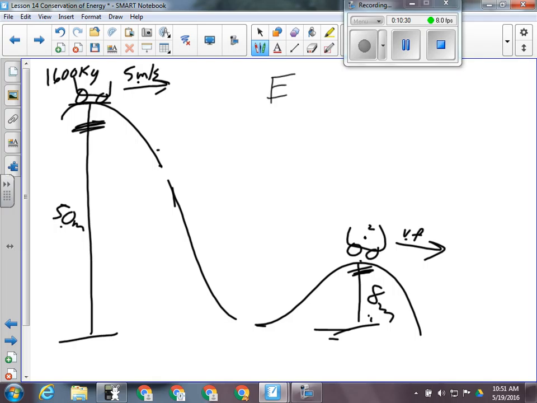Starts out like this. Remember, we said the mechanical energy at this position is the same as the mechanical energy at this position. So this is initial mechanical and final mechanical. How do we get mechanical energy again? My initial potential plus my initial kinetic equals my final potential plus my final kinetic.